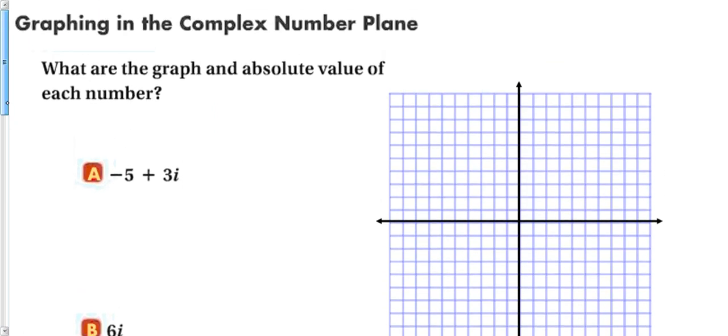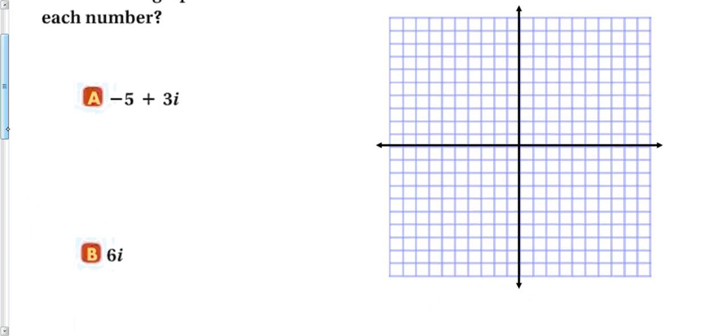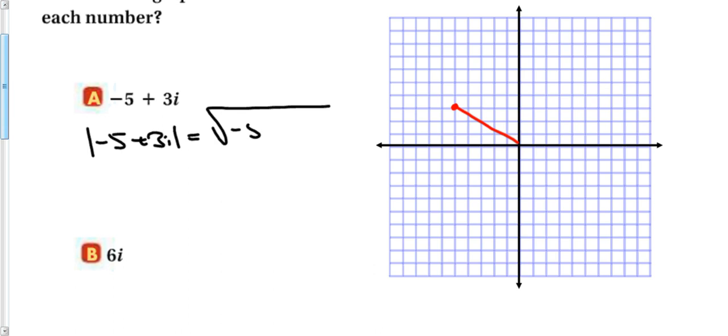So, graphing 5 plus 3i. So what are the graphs and the absolute value of both numbers? So let's do both of them together. Negative 5 plus 3i would be minus 5: 1, 2, 3, 4, 5, then 1, 2, 3 would be right there. And its distance, okay, the absolute value of negative 5 plus 3i would be equal to the square root of negative 5 squared plus 3 squared, which would be 25 plus 9, which would be the square root of 34. Okay, which doesn't really simplify at all.